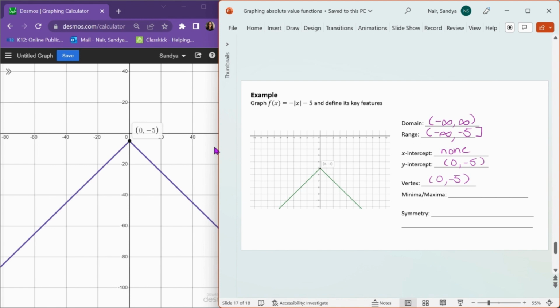So this graph actually opens down, so it has a maximum value. So it has a maximum of -5 at x equals 0. Okay, and it has reflectional symmetry with respect to x equals 0, right? The x coordinate of that vertex is going to tell us the axis of symmetry.